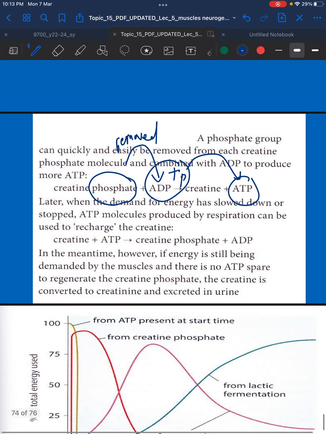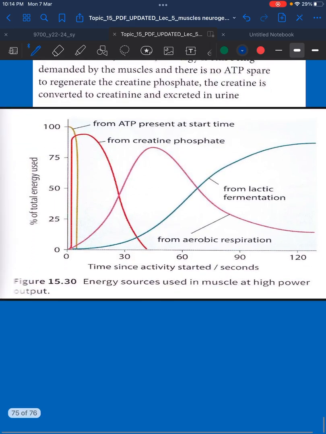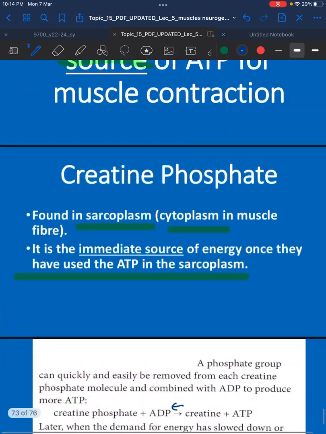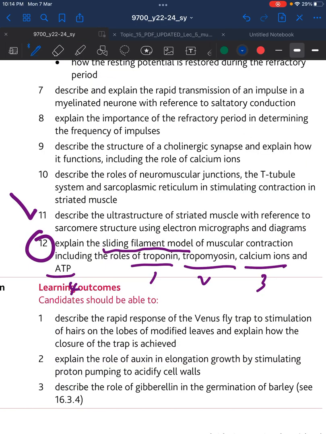And this is the reverse. So this process here is reversible. Okay, reversible. I think that's about it.